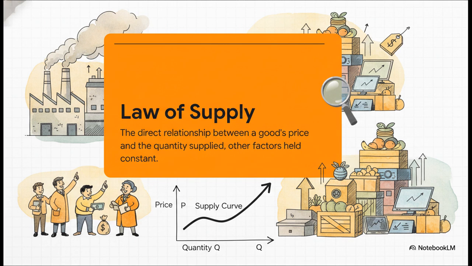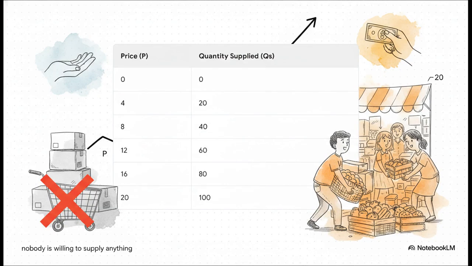And why is that? It's simple, really. Higher prices mean bigger profits, and that gives them every single reason in the world to make and sell more stuff. And you guessed it, just like with demand, we can chart this out in a supply schedule. Look here, at a price of 0, sellers aren't going to supply a single thing. I mean, why would they? It's just not worth their time.